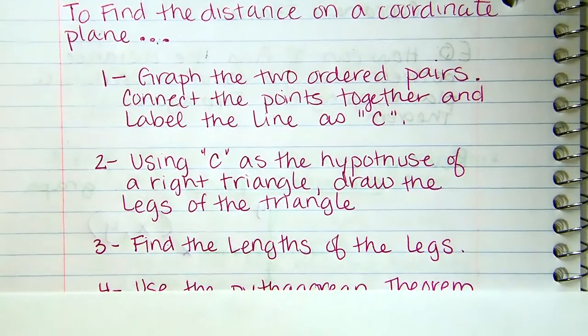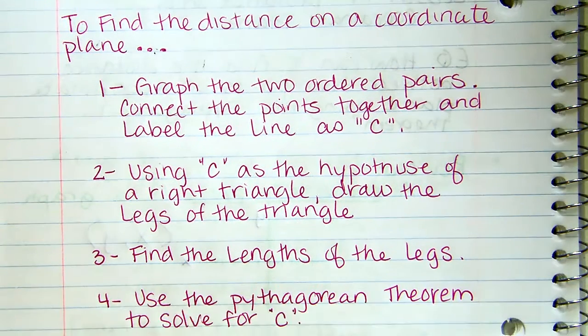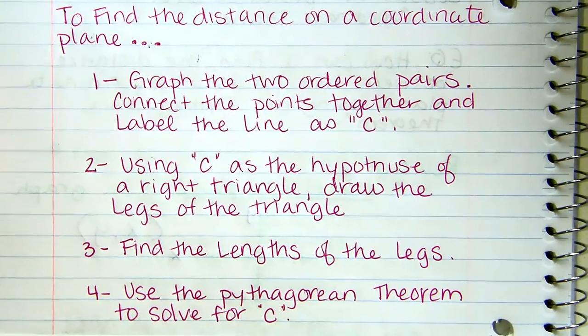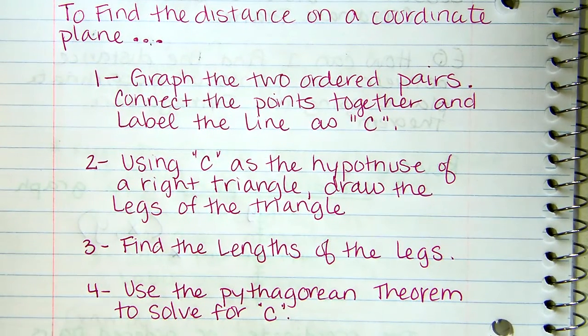Next, we're going to find the lengths of the legs. So we're going to use the lines on our graph to help us count, going from one point to the other. Next, we're going to use Pythagorean Theorem to solve for C. So we're going to plug in our values into our formula, and that's it.